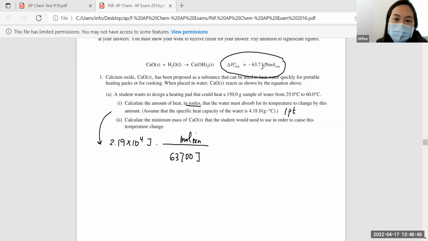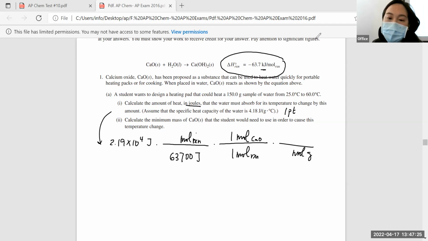Again, this is in kilojoules, my answer was in joules, so I just want to make sure it's all the same unit. And for every 1 mole of reaction, I need 1 mole of calcium oxide. So doing 2.19 times 10 to the fourth divided by 63,700 joules tells me how many moles of calcium oxide I have. And I could also just continue from here, convert moles to grams.